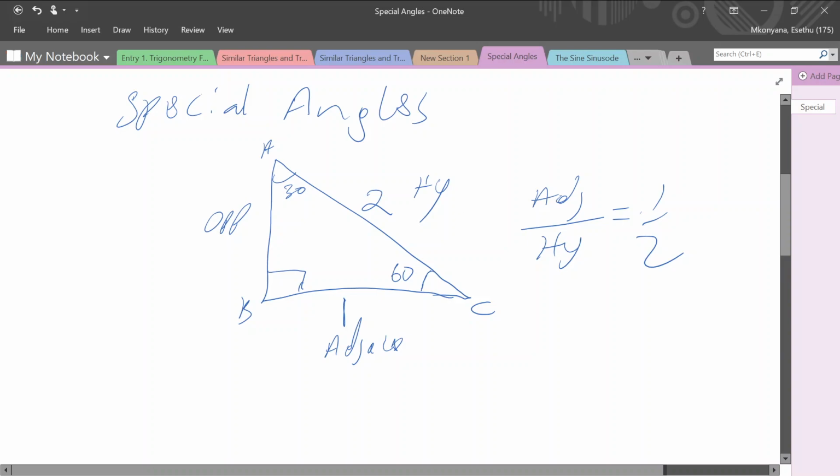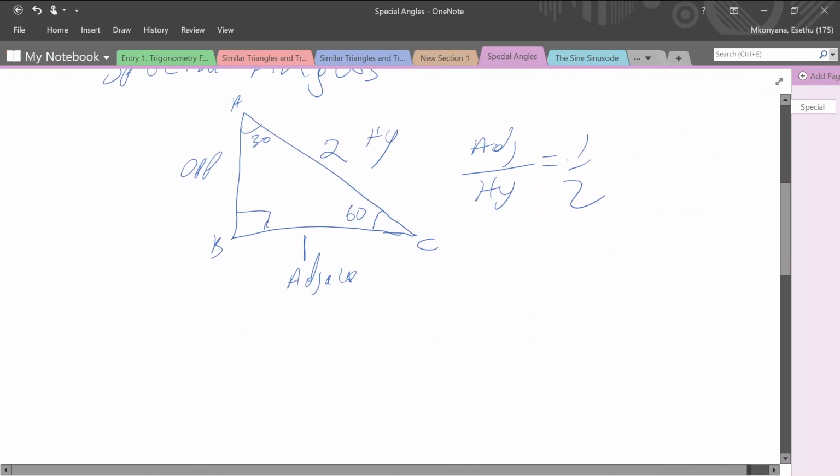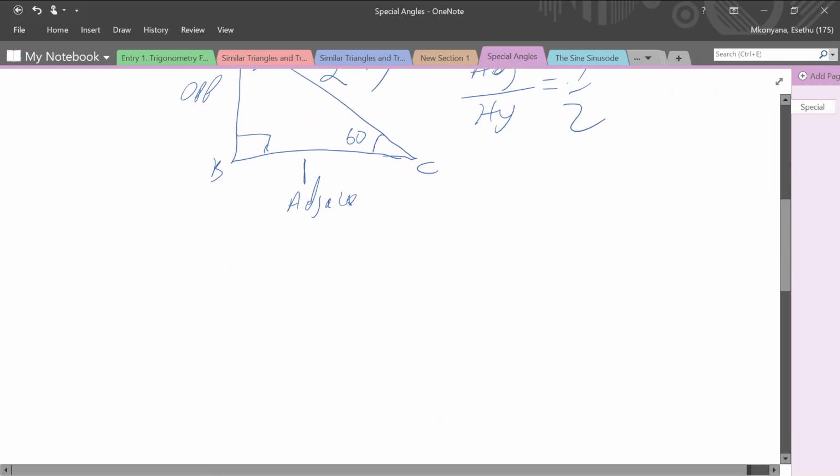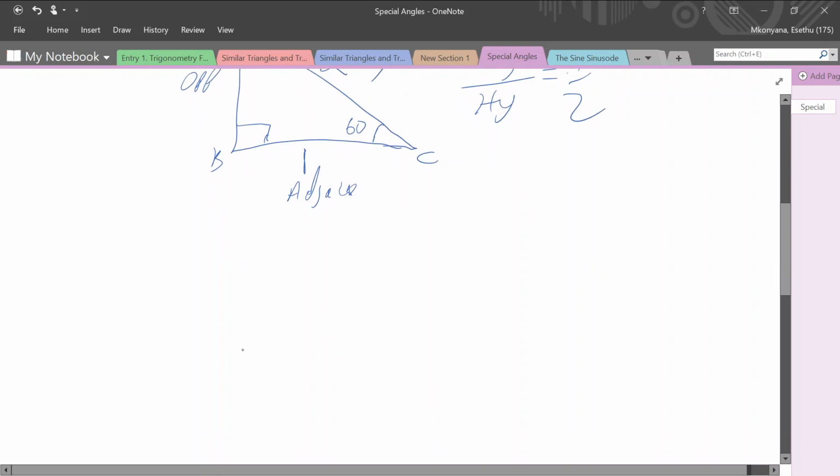Now, what do we call angles that we have this way? In fact, we are going to go to another triangle. Another special triangle is this triangle here. You can draw a triangle like this. Make sure that this is 90 degrees, and then measure this and make sure that it is 45 degrees.